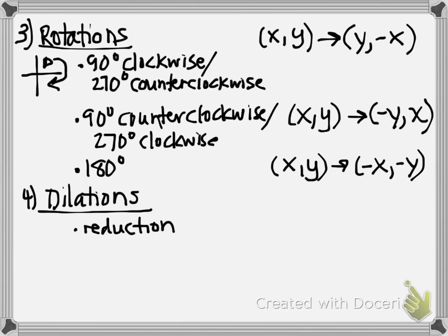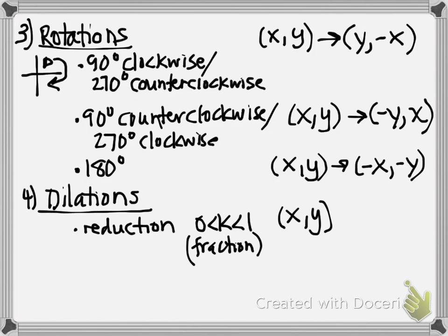So what numbers did we say I would need to multiply by in order to shrink an original shape? What kind of numbers? Do you remember? Not less than 0, that would be negative. Okay, it's got to be somewhere from 0 to 1. So if my K value is greater than 0 but less than 1, so in other words, a fraction, that's going to give me a reduction.